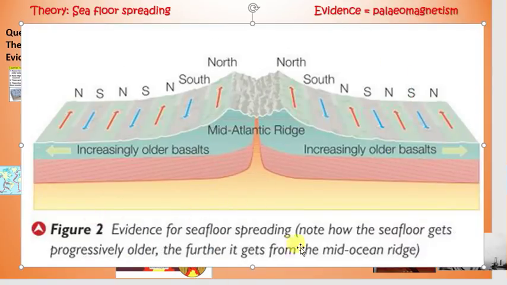So, evidence for seafloor spreading. Seafloor gets older as you move outward from the ridge, but also the iron alignment in the rock alternates north, south, north, south, north, south, north. And this is kind of like a timeline of the Earth's magnetic field switching, or its polarity switching, between north and south, right? Super strong evidence to prove that we've got seafloor spreading. All right.